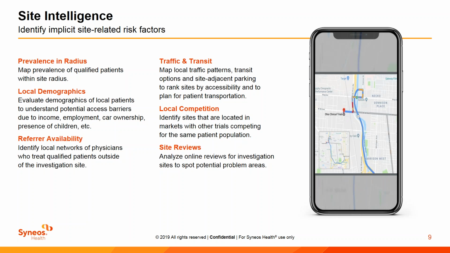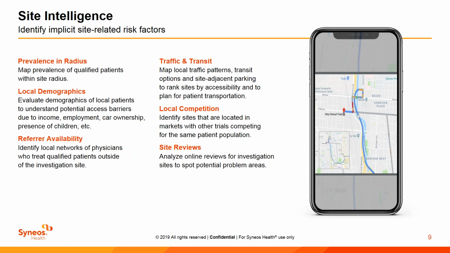We look at local demographics, evaluating and understanding the potential access barriers due to income, employment, ownership, children, to make it as easy as possible. The third thing we look at is referability, availability. We also tap into our HCP networks to understand how we can leverage existing relationships where HCPs have these patients now so that they can be easily referred into trials.